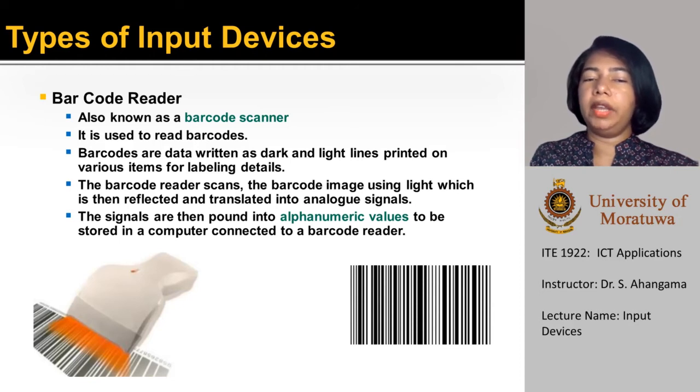The barcode reader scans the barcode image using light, which is then reflected and translated into analog signals. The signals are then converted into alphanumeric values to be stored in a computer connected to the barcode reader.